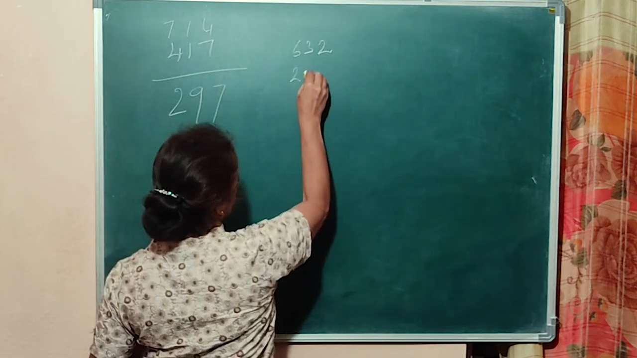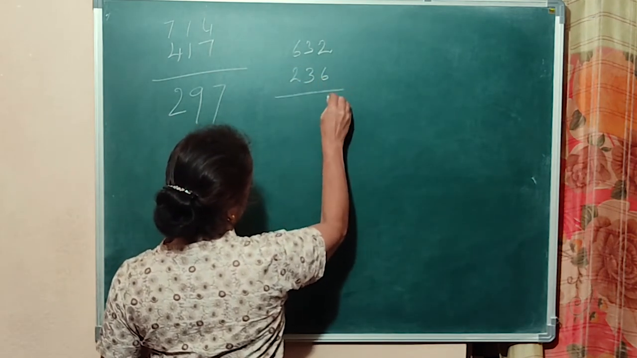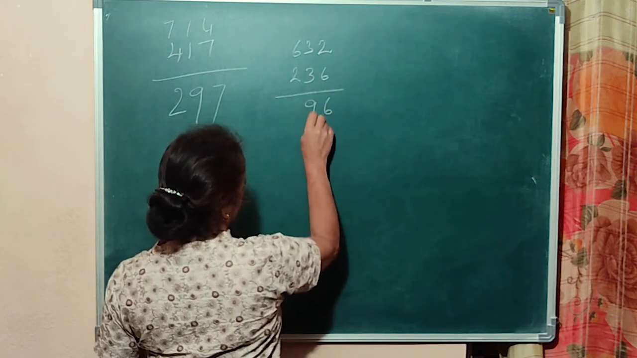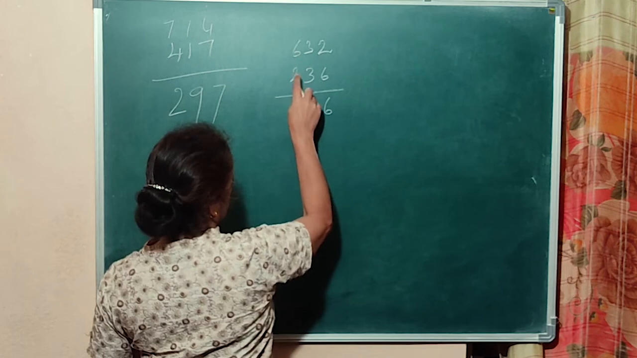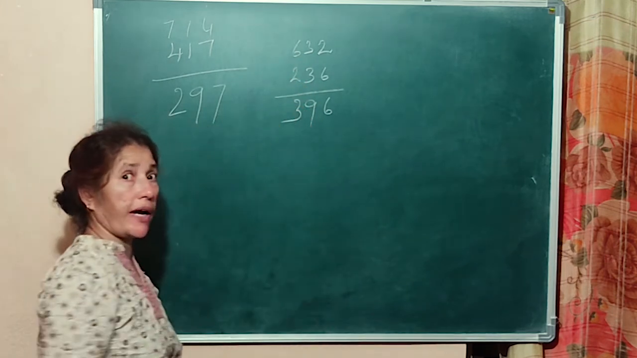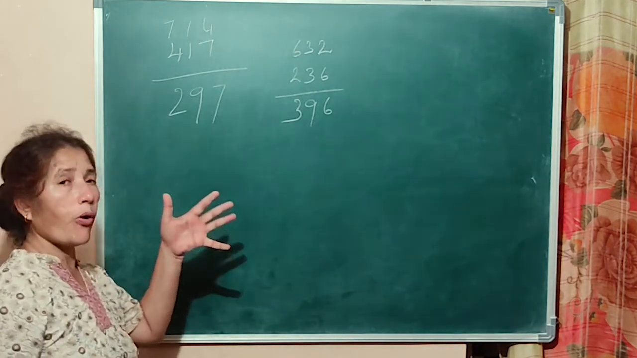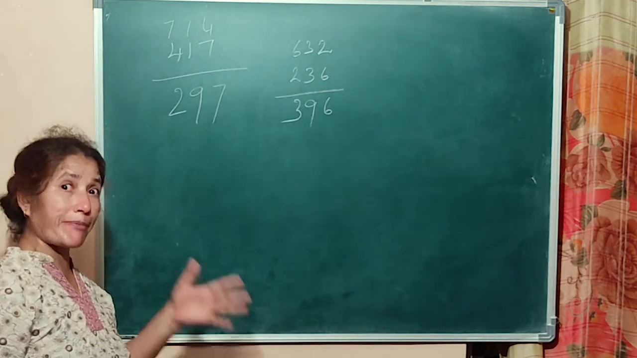632, 236. 12 minus 6 is 6. 12 minus 3 is 9. 5 minus 2 is 3. 396 divided by 99 is 4. You are right. So if you do all this type of question, you will understand better.